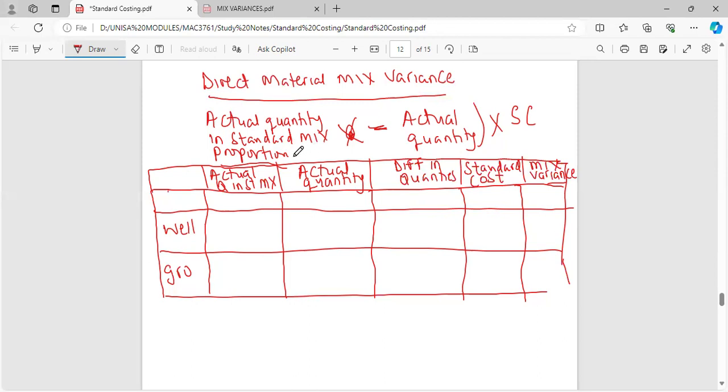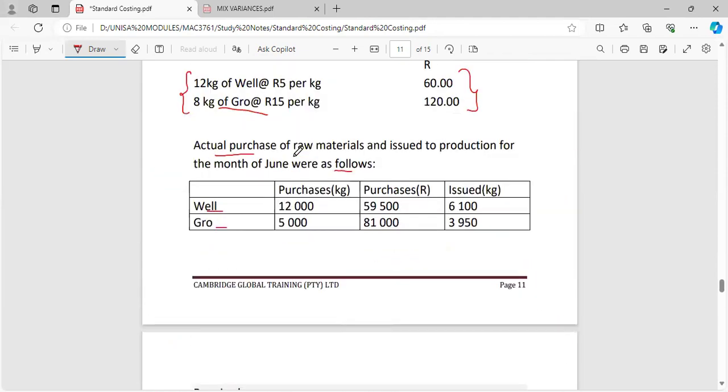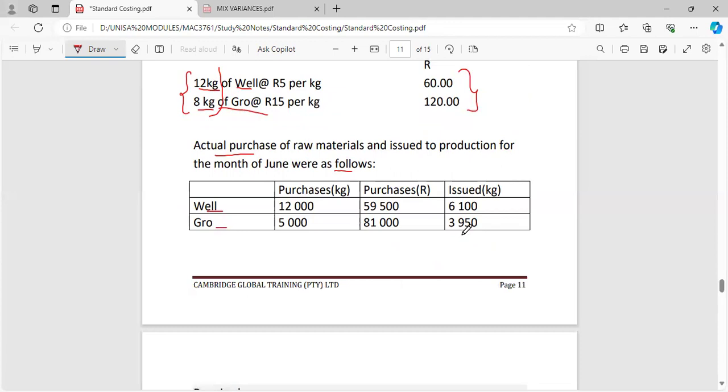So what you do when you are working out the actual quantity in standard mix is go to the question and look at the standard mix. Our standard mix is here. There is going to be 12 kg of well and 8 kg of grow. So that is going to build our standard mix. And our actual quantity that we issued is going to be here. So we are going to have actual quantity in standard mix proportion.